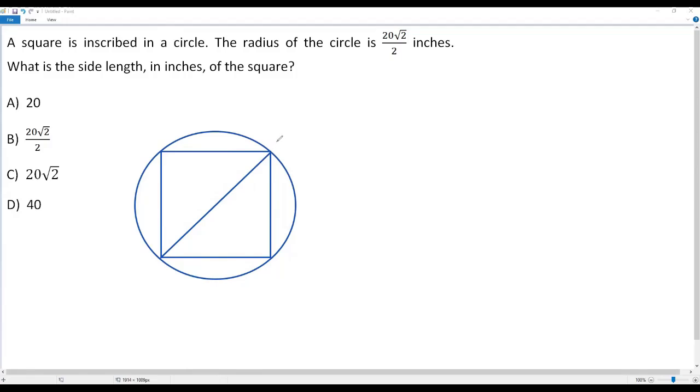Let me mark this as A, this as B, and this as C. Here AC represents the diagonal of the square, and the same AC can be considered as the diameter of the circle. We know that the diameter of the circle equals 2 times the radius of the circle. Here we have the radius of the circle, that is 20 times square root of 2 over 2 inches. Now to get the length of the diameter AC of the circle, we have to multiply this radius by 2.